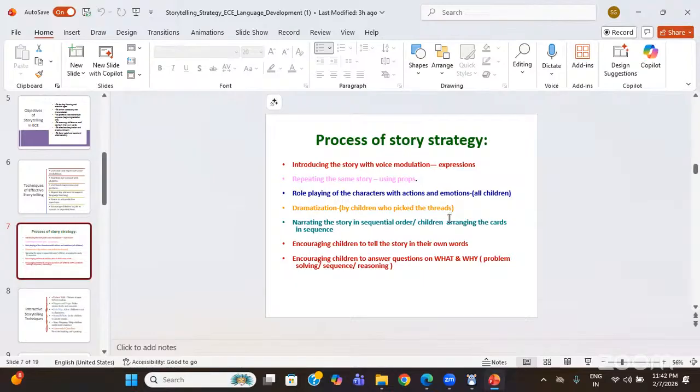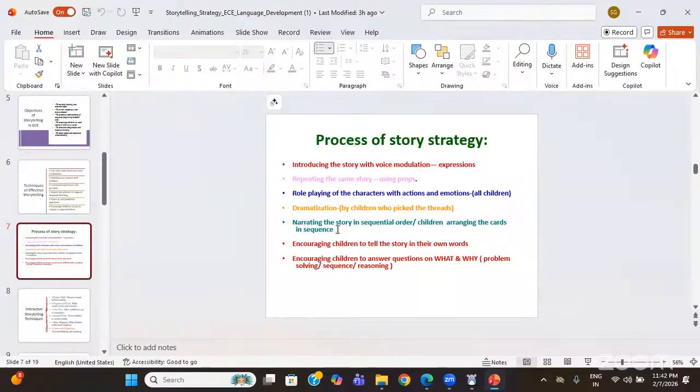So next is narrating the story in sequential order, with children arranging the cards in sequence. When you have flashcards, you can ask the children to sit in front of you, and you will place the cards haphazardly, not irregularly, in front of the children. You will initiate the story by starting it. Once upon a time, there was a chick. What happened to the chick?